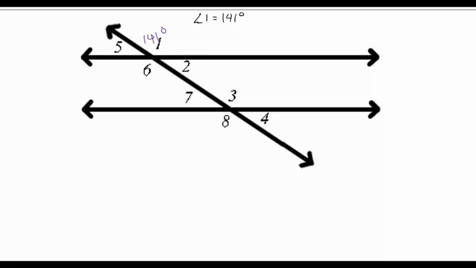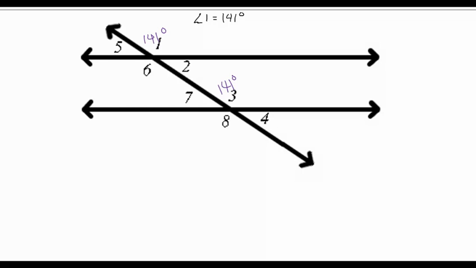So let's start with, if angle 1 is 141 degrees, what is its corresponding angle? So that would be angle 3. Angle 3 is also going to be 141 degrees because those two angles correspond to each other because they're both in the top right of their intersections.